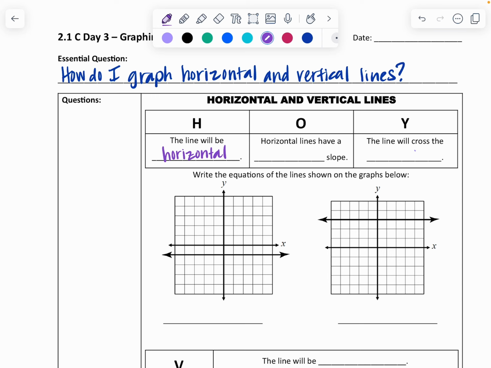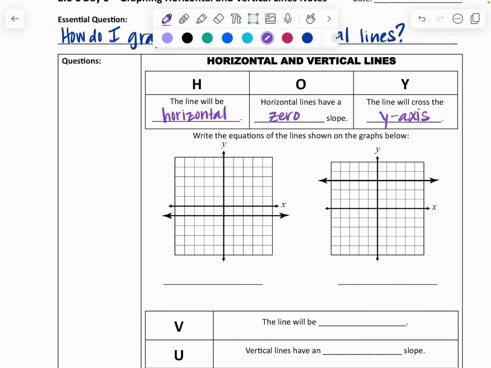The O is going to make you think of zero. Horizontal lines have zero slopes, and the line will cross the y-axis. So this is my y-axis, the line that runs up and down on the graph. And I have graphed two lines here. The first one crosses the y-axis here at -1.